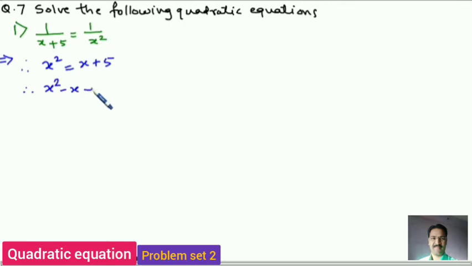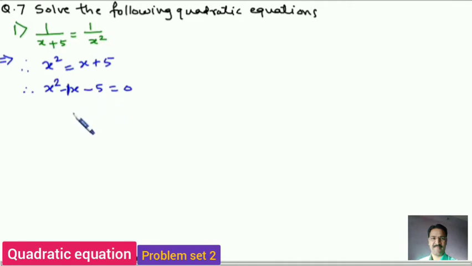Now look here students, this equation we cannot factorize. Why? Because the middle term has only one as its coefficient, and we need the product of the two splitting terms to be 5. That is not possible. So straightaway we'll go with the formula method.